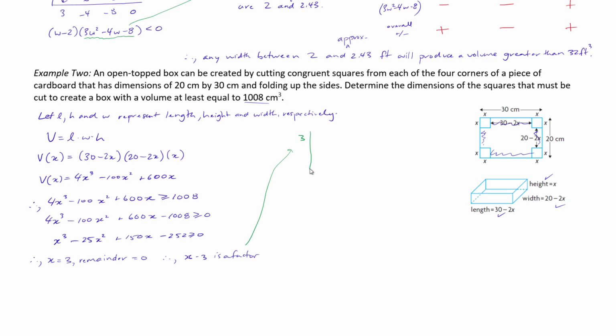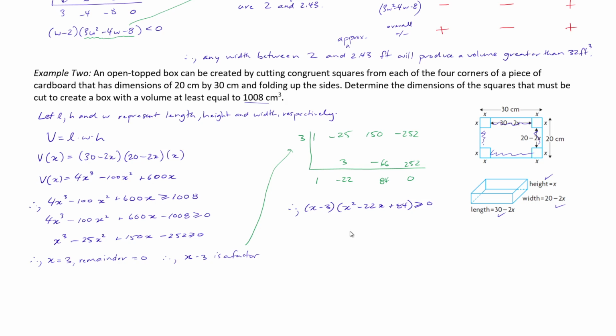So that means 3, and I have 1, negative 25, 150, and negative 252. I'll bring that down. Okay, so this allows me to factor that cubic. So I will have, therefore, x minus 3 times x squared minus 22x plus 84 has to be greater or equal to 0. So when I look at this right here, I have two possibilities. If I let x equal 3, then this will have exactly a volume of 1008, right? Because that's one of my zeros here.